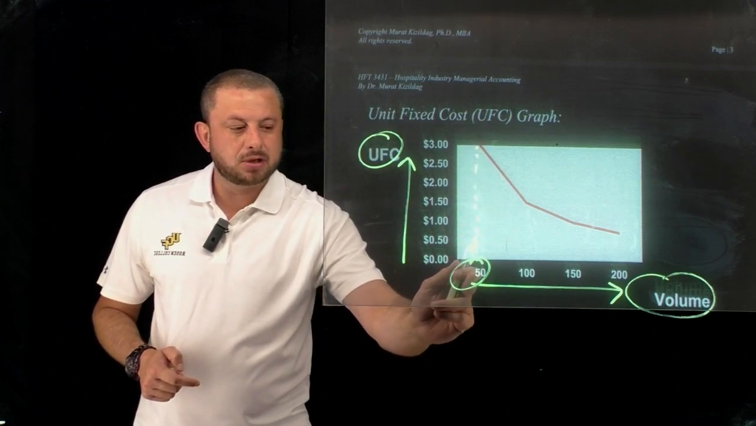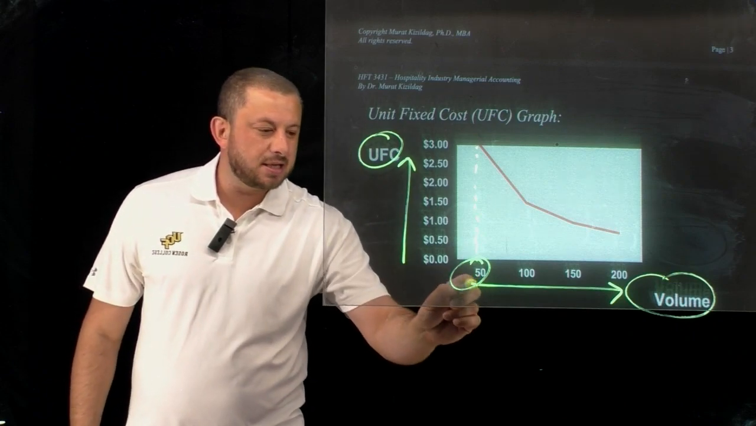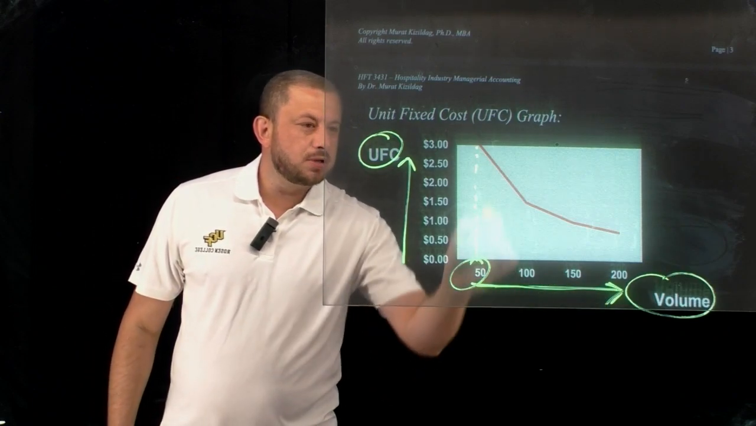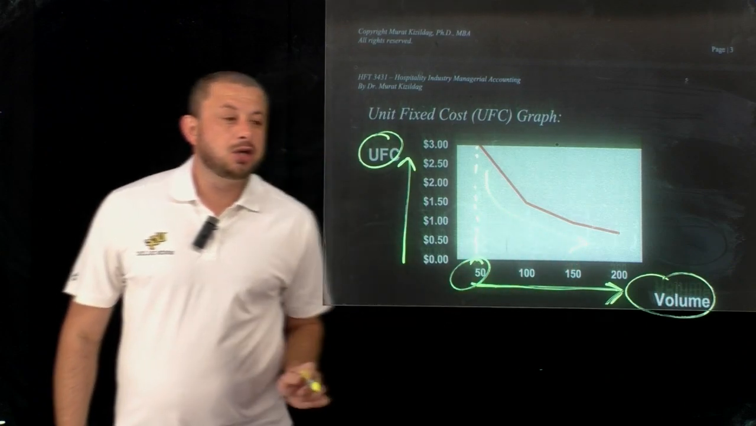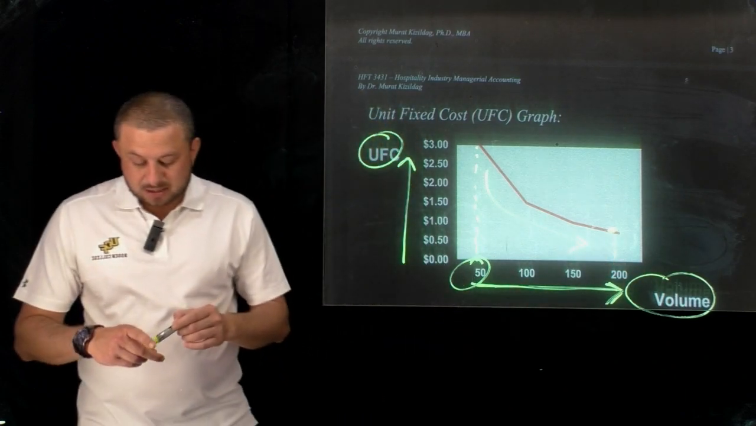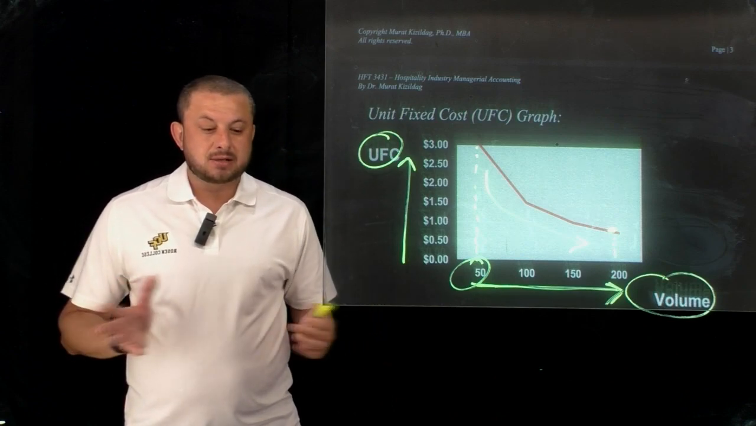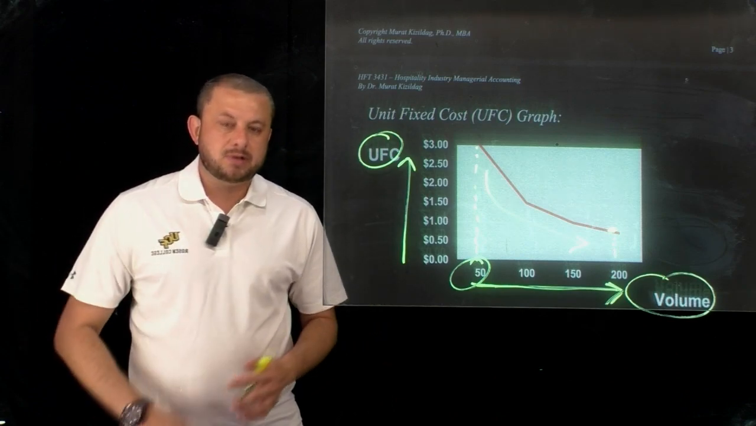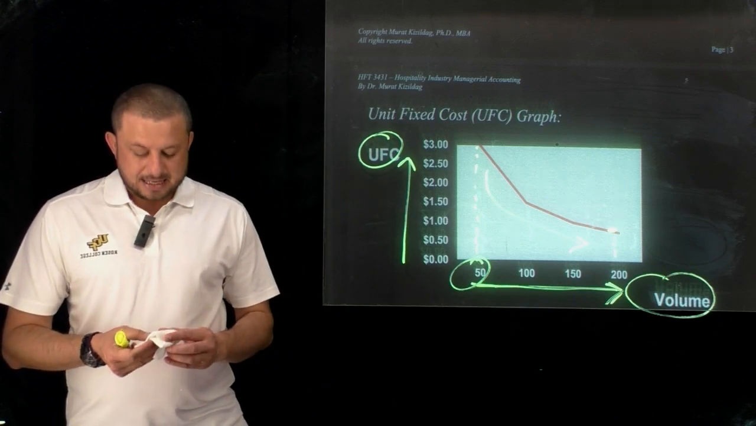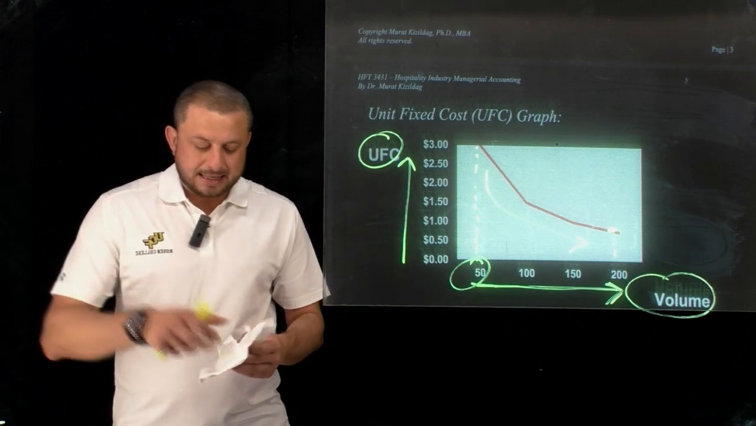But something happens if I move along with my sales from left to right, from 50 to 200: there's a decreasing trend of UFC. At the 200 level, as you can tell, it's roughly $1, which means increasing sales volume, increasing number of rooms, in other words increasing occupancy percentage, is going to give us decreased UFC, and that's exactly what we want. Of course, controlling other types of costs too. We're going to discuss them.